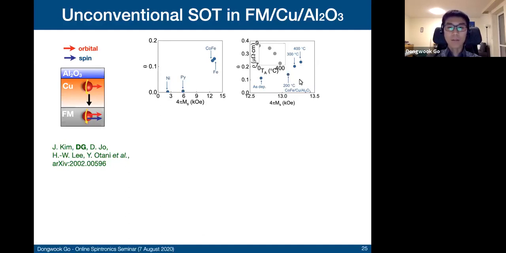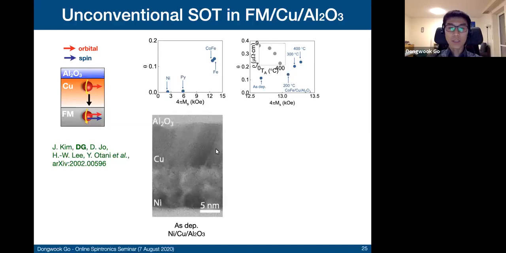We took an image from TEM measurement, and we found that for the case of nickel, which doesn't actually show any torque, the interface is quite corrugated and quite dirty. We also found that copper and nickel are quite well known to mix with each other, and a magnetic dead layer is formed at the interface. So somehow the magnetic dead layer, which is quite corrugated, seems to block some orbital or spin injection.